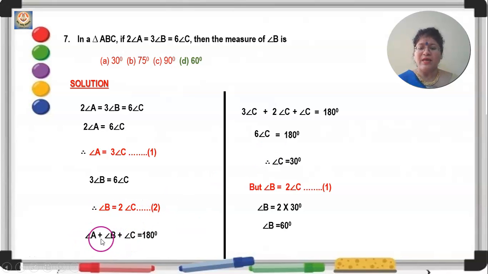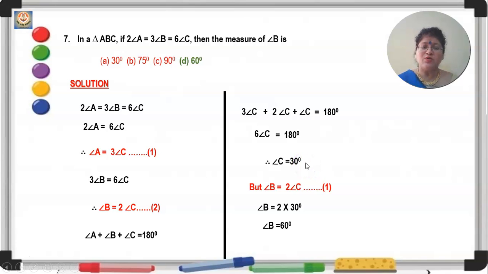And now you know that A plus B plus C is 180. But what is A? A is 3 angle C. So 3 angle C plus 2 angle C plus C is equal to 180 degree. So when you add them, you get 6 times angle C equal to 180 degree. So angle C equal to 30 degree.